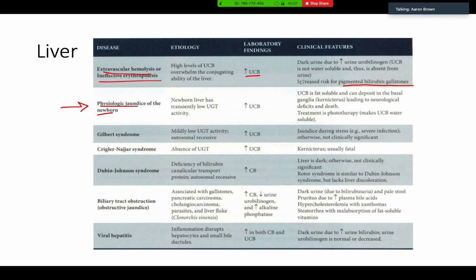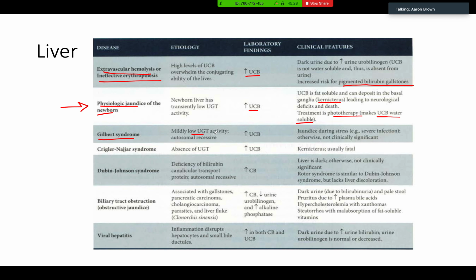So if that unconjugated bilirubin starts to get very high, we do need to do phototherapy. That phototherapy makes unconjugated bilirubin water soluble. It turns it into sugar. It allows it to leave through the urine. Because if it starts to get too high, we worry about kernicterus. Okay.